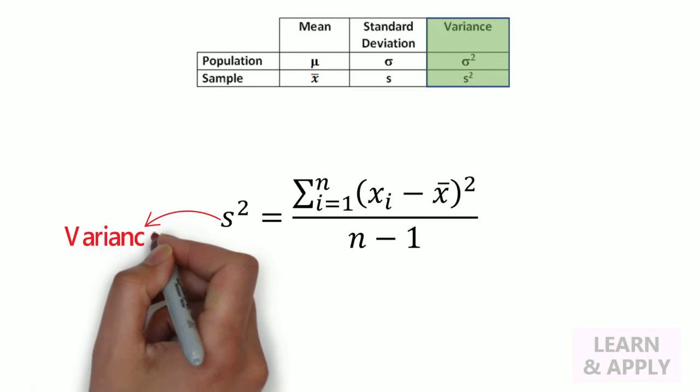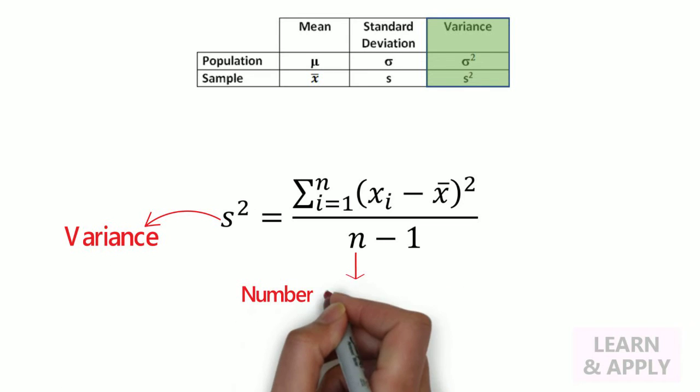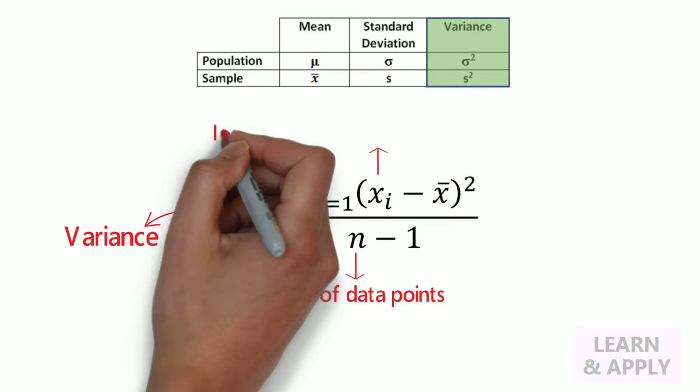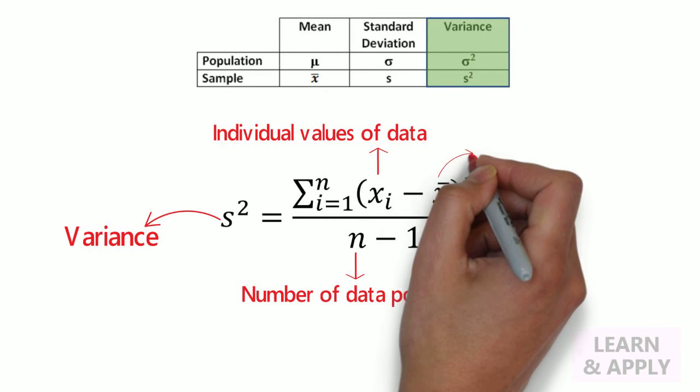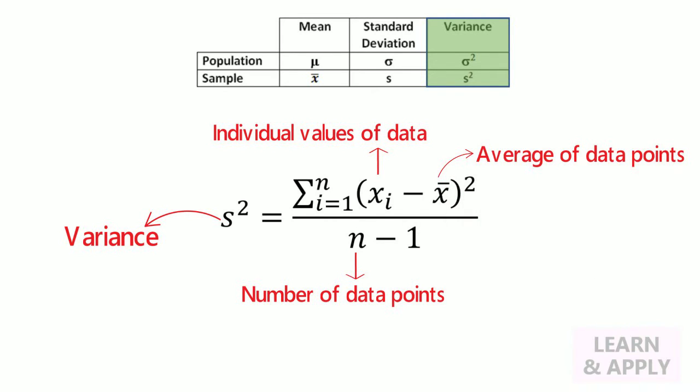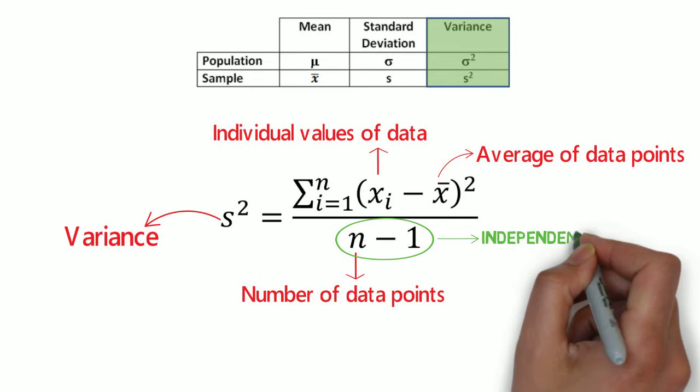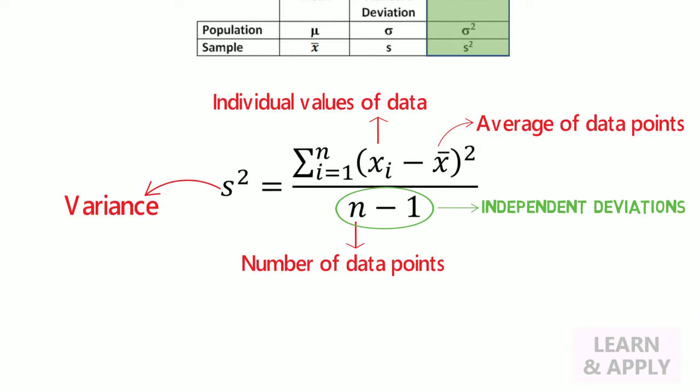Here, S square is the variance, n is the number of data points, xi means individual values of the data, x bar is the average of the data points. The reason for dividing by n minus 1 instead of n is that there are only n minus 1 independent deviations, that is, xi minus x bar.